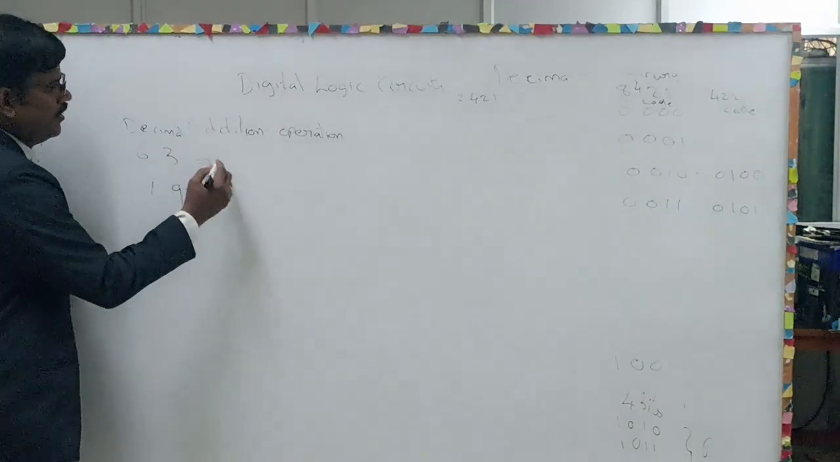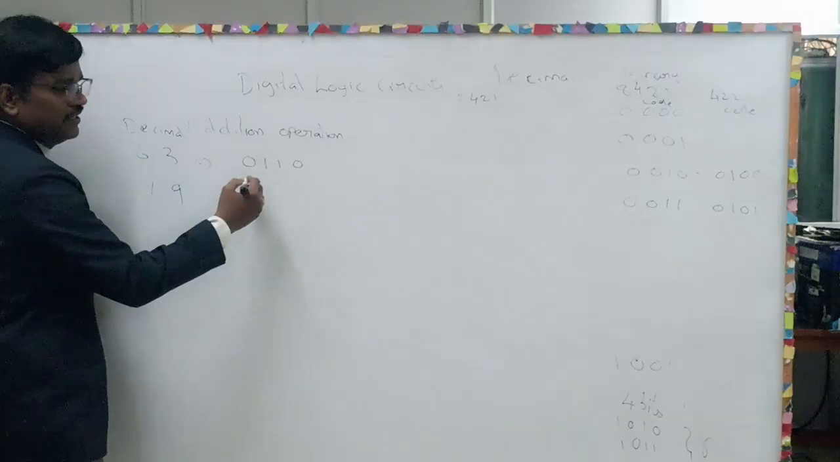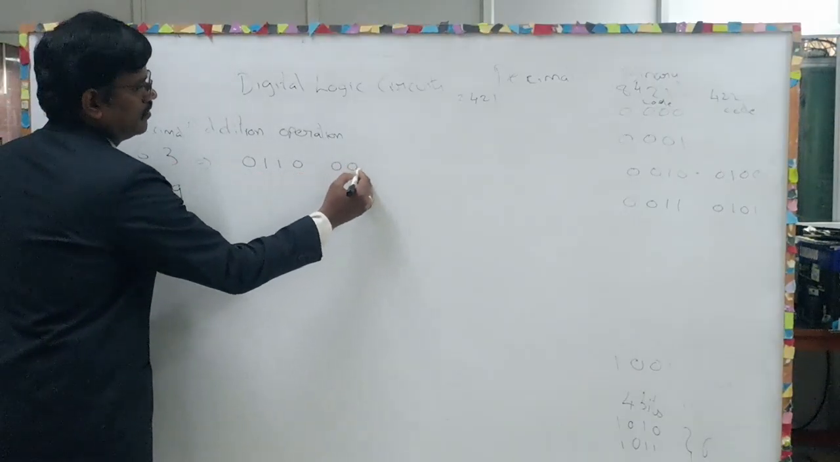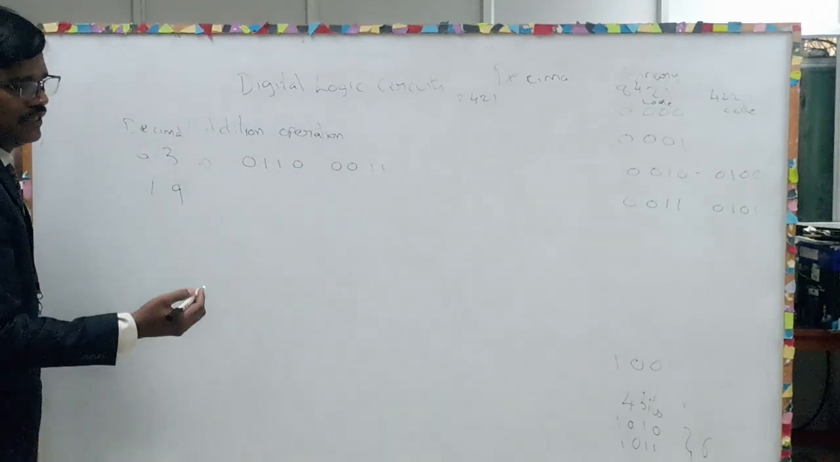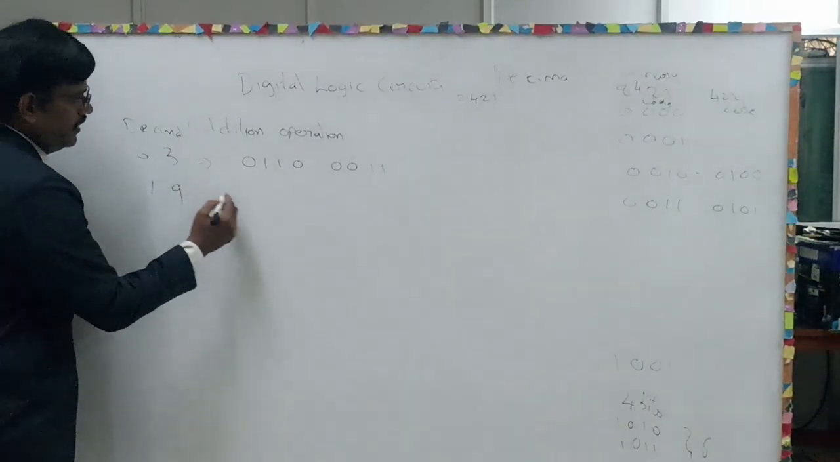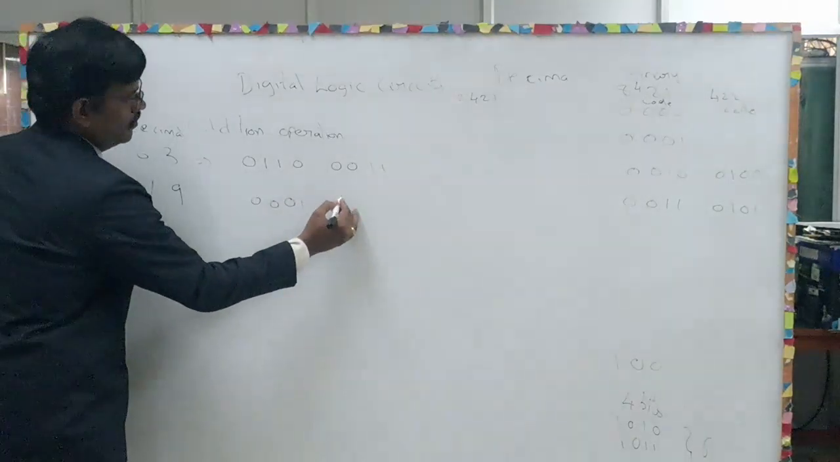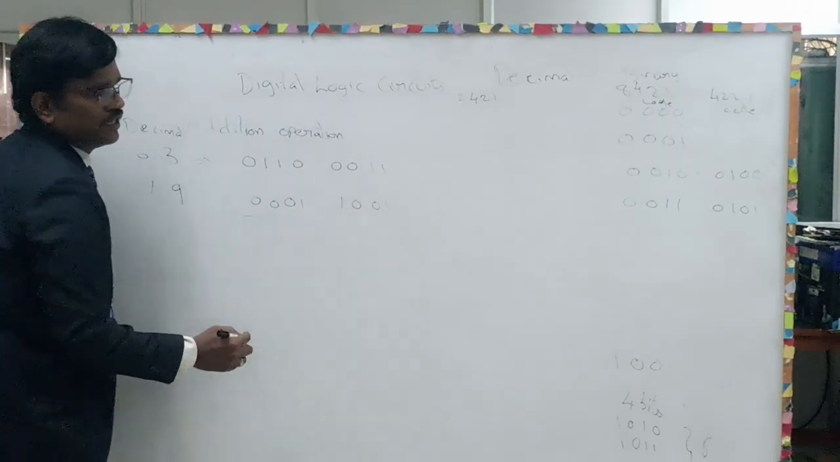6 is going to be available as 0 1 1 0, and for 3 it is going to be 0 0 1 1. So, this is 63. And for 19, we have 0 0 0 1, and for 9 it is going to be 1 0 0 1, and we are trying to perform the addition.